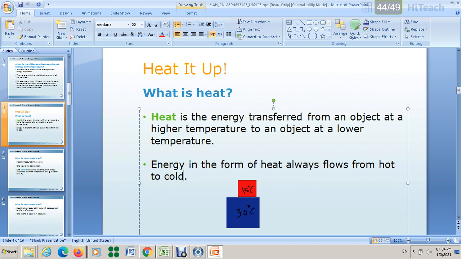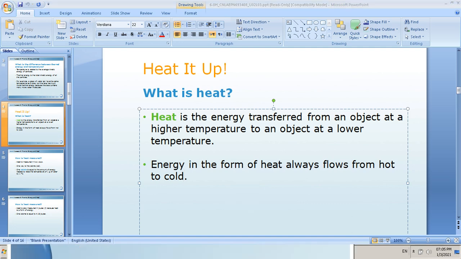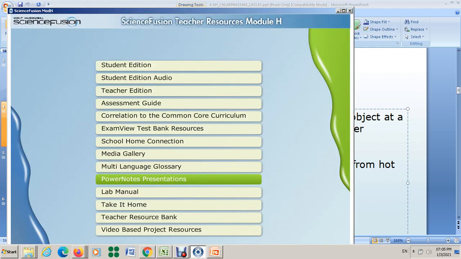The particles in this object, because it's at a higher temperature, move more and more. They have higher kinetic energy, so the energy will be transferred from higher temperature to lower temperature in the form of heat, until they reach what? Equilibrium. So what is heat? It is the energy transferred from an object at a higher temperature to an object at a lower temperature. Okay, to make sure that you understand, I'm going to show you this video.